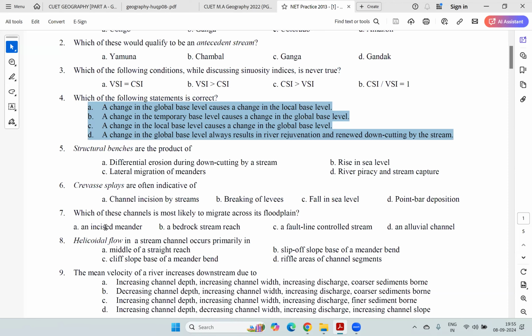All right, then which of these channels is most likely to migrate across the floodplain? Incised meander, bedrock river, fault line controlled river, alluvial channel? কোনটা? কোন চ্যানেলটা নিজের ফ্ল্যাট প্লেনের এদিক ওদিক সরে বেড়াতে আরো সক্ষম হবে? তো সেটা ইনসাইজ মিয়ান্ডার না কোনটা? 7A, 7B, 7C, 7D?